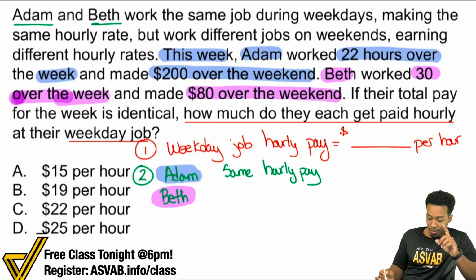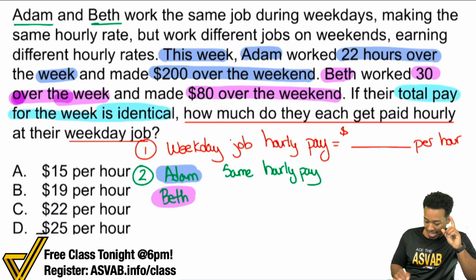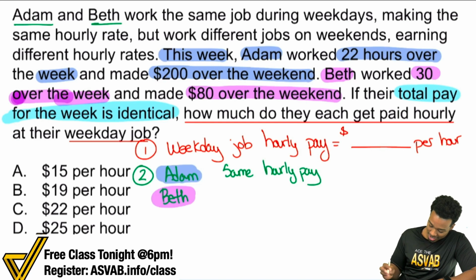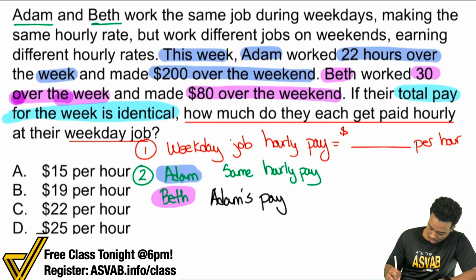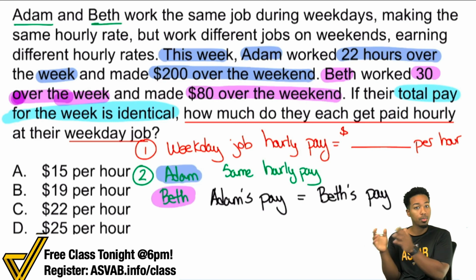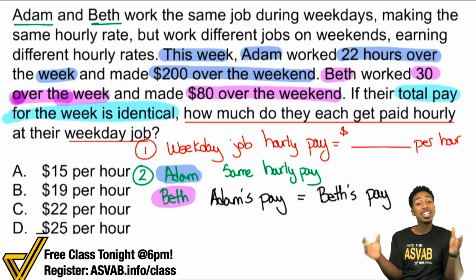If their total pay for the week is what? That's a big one right here. Total pay for the week is identical. How's that helpful? Well, it's helpful because right here, we can say that Adam's pay equals Beth's pay. So the total pay for the whole week, so Sunday to Saturday, Sunday, Monday, Tuesday, Wednesday, Thursday, Friday, Saturday, the whole week, it's the same.